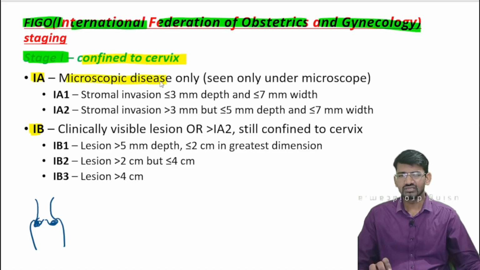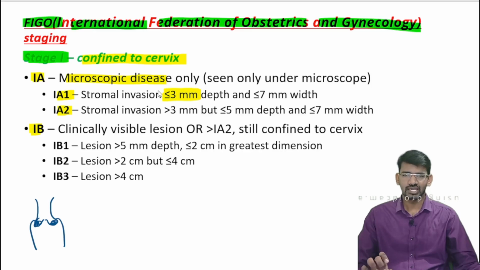Means where the tumor size is very small. Okay, clinically it is not visible. Under the microscope we can see the lesion or the tumor. See here, based on the size, this A subtype has again been divided into two types, that is A1 and A2.